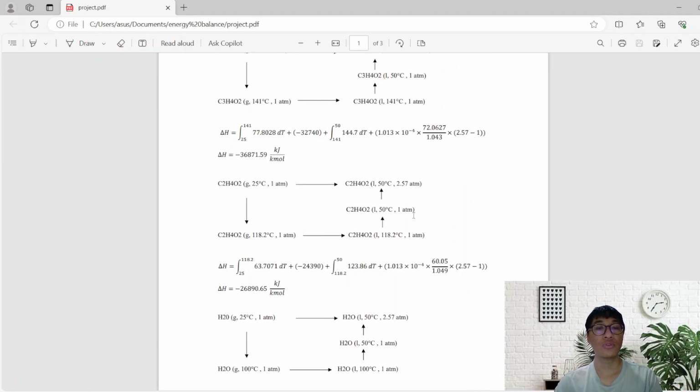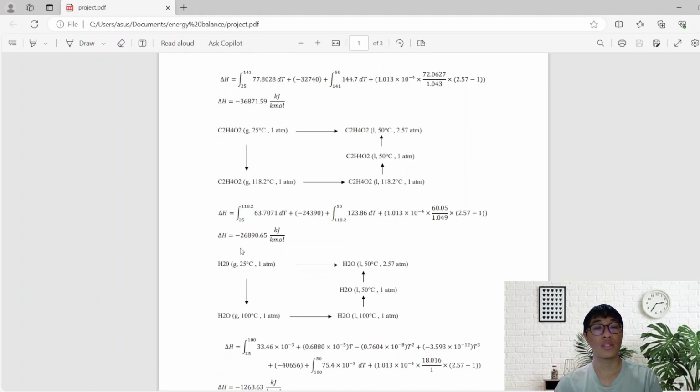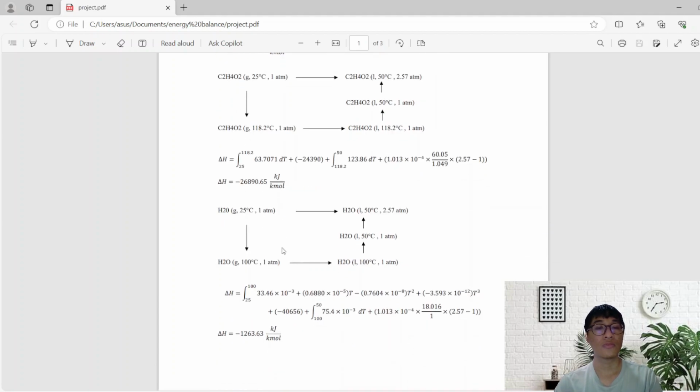The second substance will be acetic acid, and the way you calculate is similar to acrylic acid. There will be two sensible heat and also one phase change and one pressure change. The temperature will be different, and also the CpdT will be different, and also the heat of condensation, molecular weight, and SG will be different. So in the end, you'll get negative 26,890.65 kilojoule per kilomole.